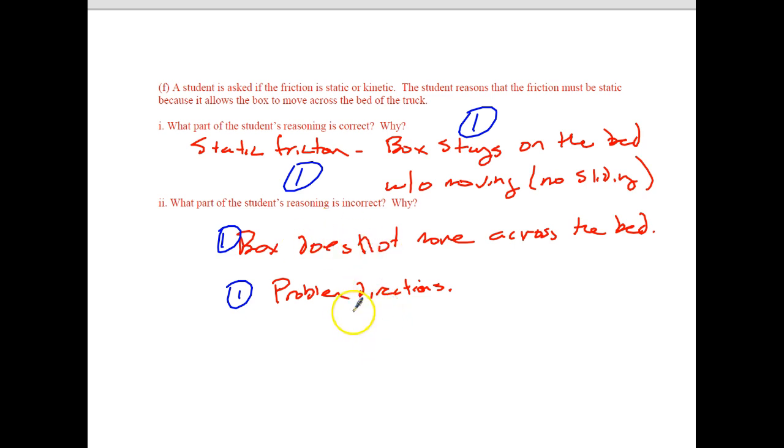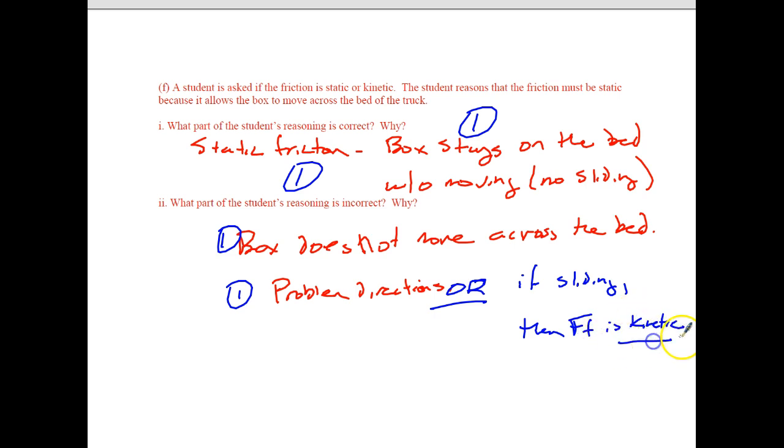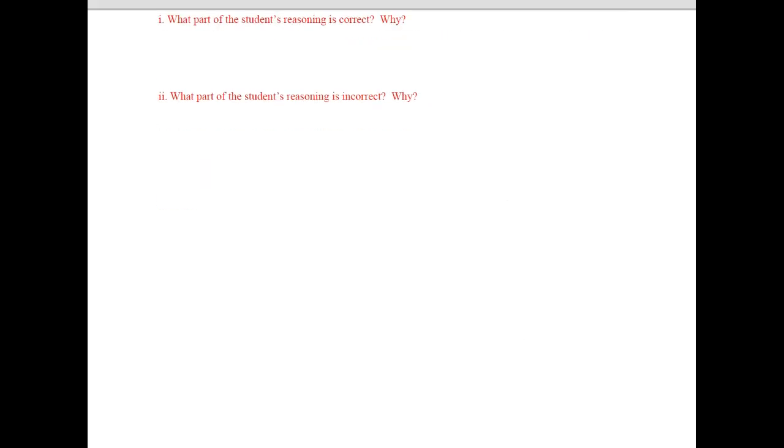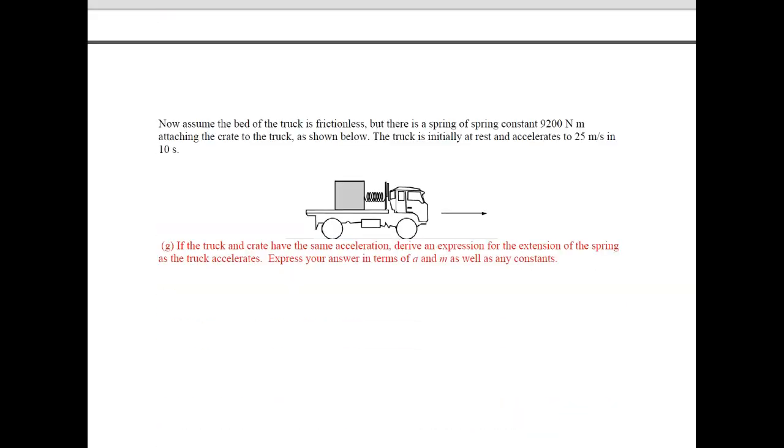Probably the other thing you could put here is problem directions, or you could say that if sliding, then the force of friction is kinetic. That would probably be the better answer for that one. That was part F, and yes, there is more to this one. So let's go on to the next part, which is part G.